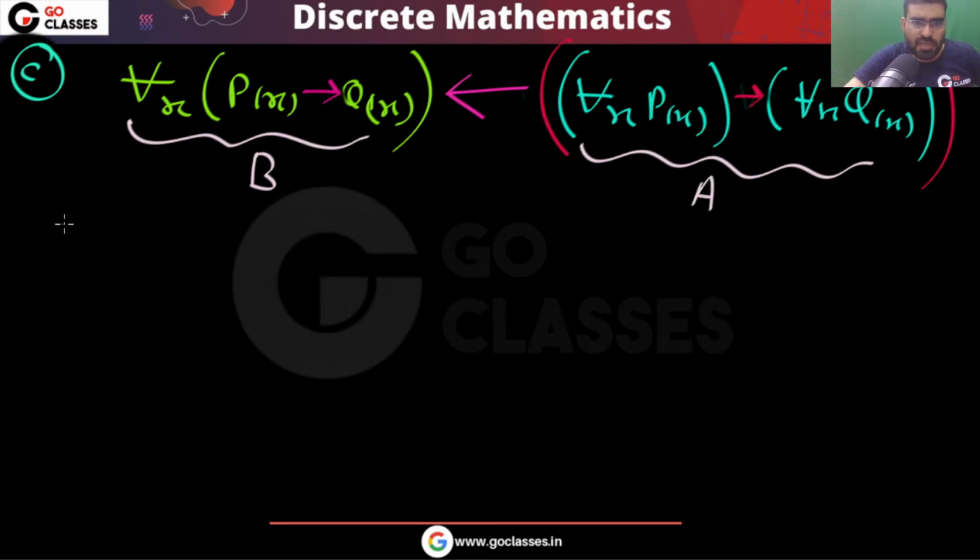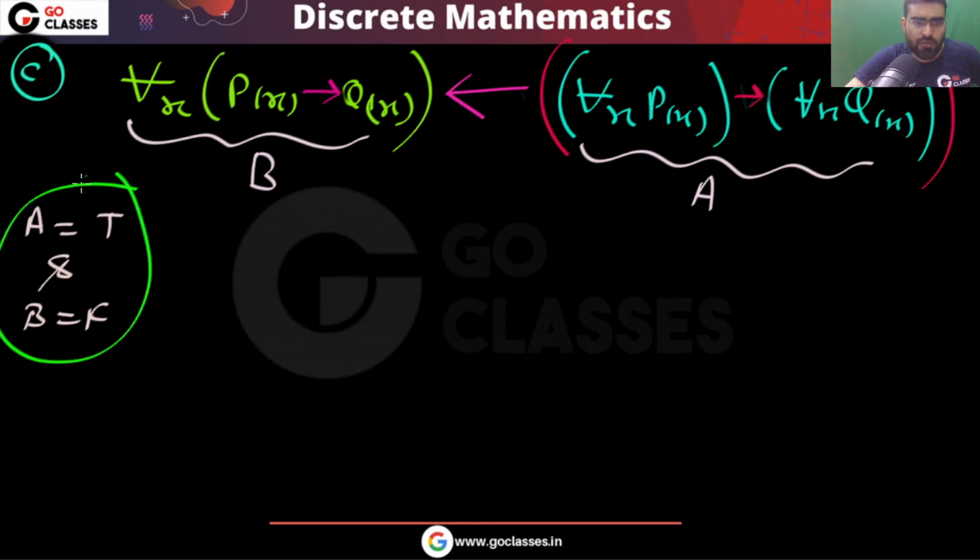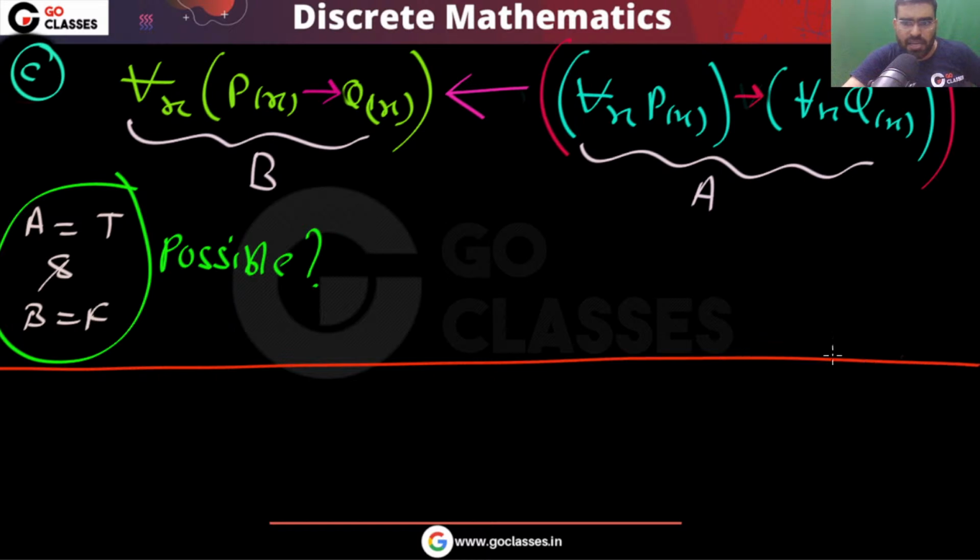Again, the same question I am asking: can you make A true and B false? Can you do that? Is it possible? Do your best, try your best. Can you make it possible?